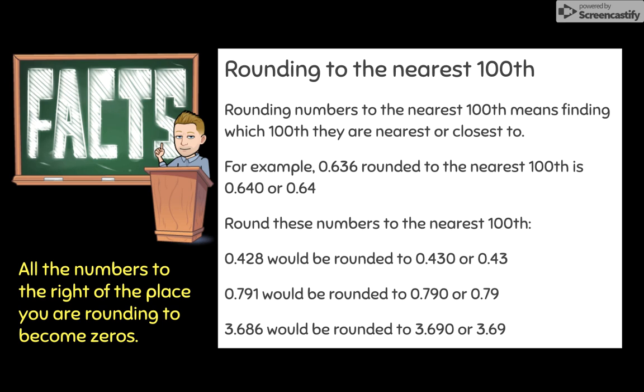Last example here, 3.686. Check out the thousandths column. It has a 6 in it. That tells me I need to round up. So 3.686 would be rounded to 3.690 or 3.69. All right, guys, remember the rules. 0, 1, 2, 3, 4, round down. 5, 6, 7, 8, 9, round up.